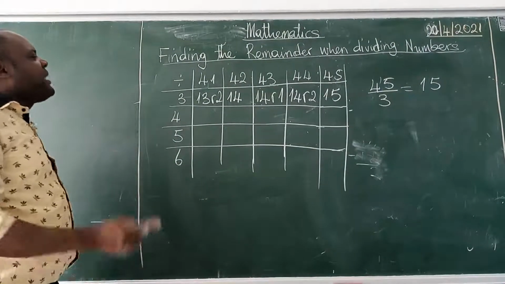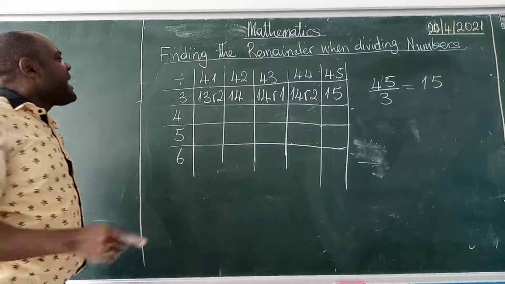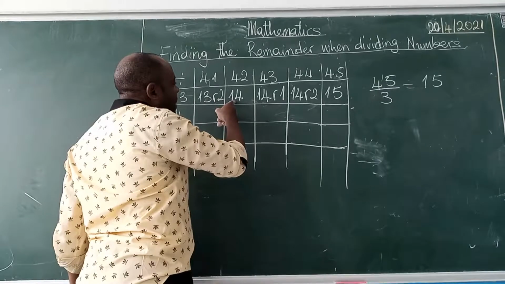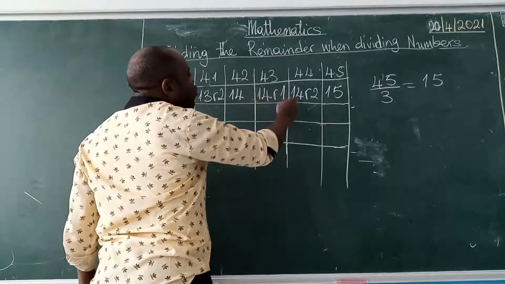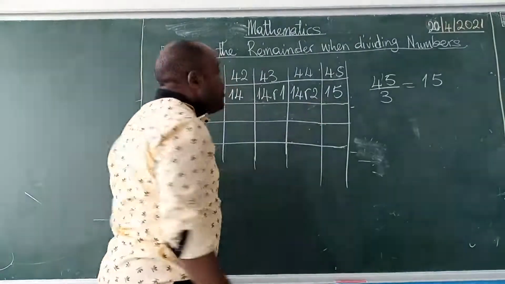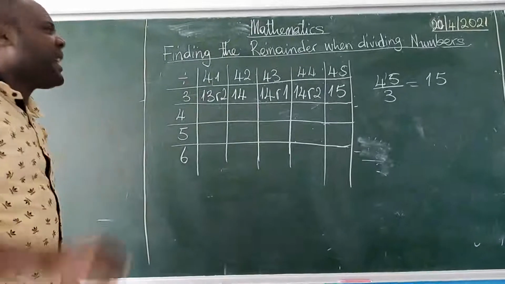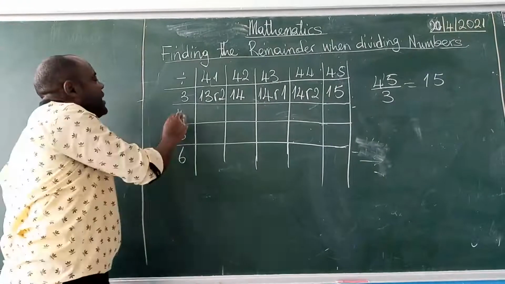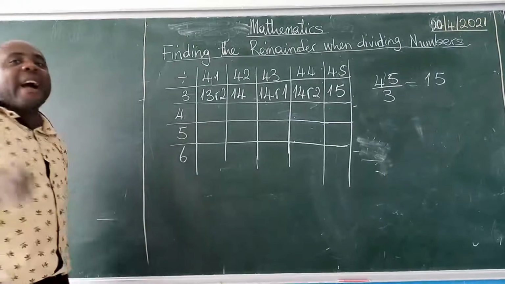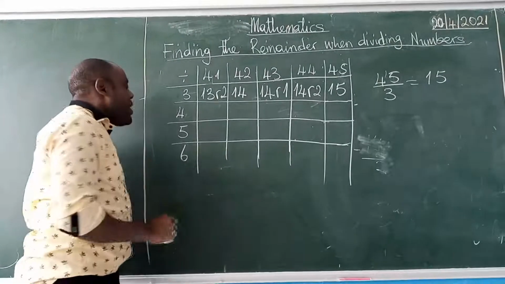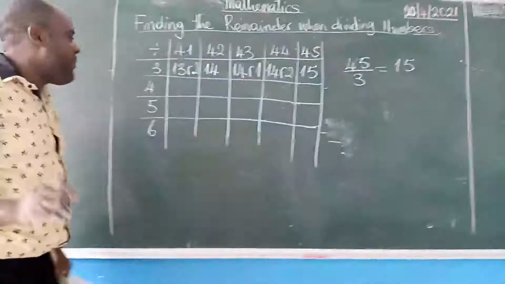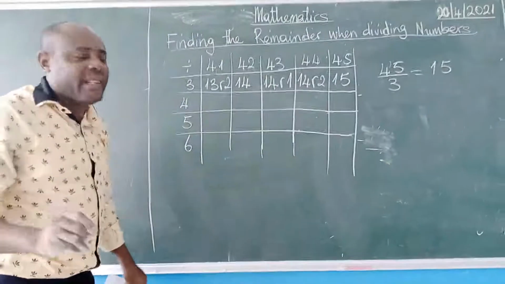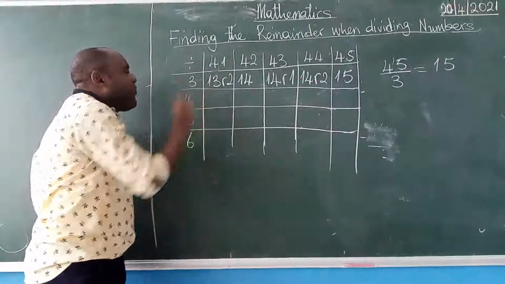We discovered that when we are dividing any number by 3, the highest remainder that we can have is 2. It starts with 2, then we get the number 14, and then we go again 1, 2, and then 3, a whole number. So the highest remainder we can have when dividing any number by 3 is 2. If we are dividing any number by 4, the highest remainder is 3. By 5, the highest remainder is 4. By 6, the highest remainder is 5.